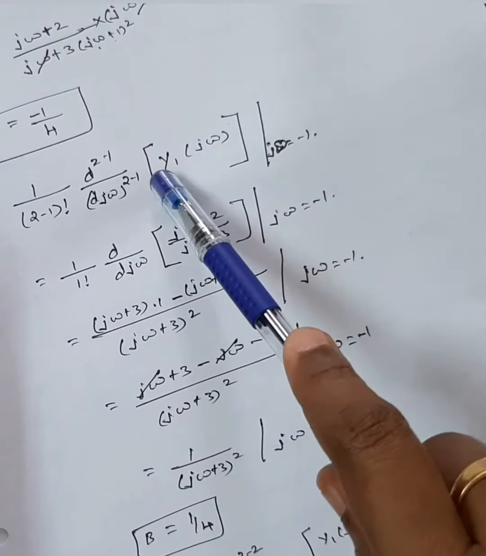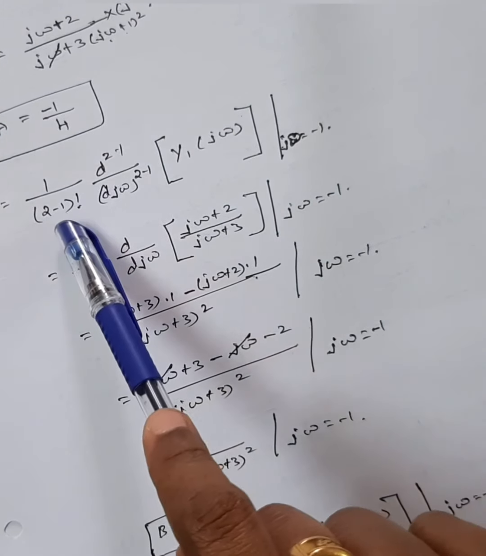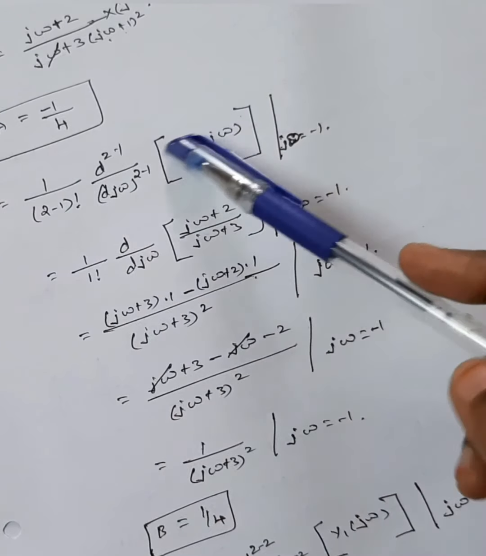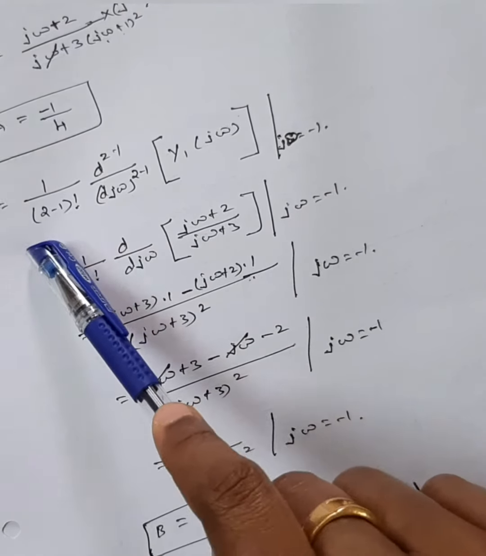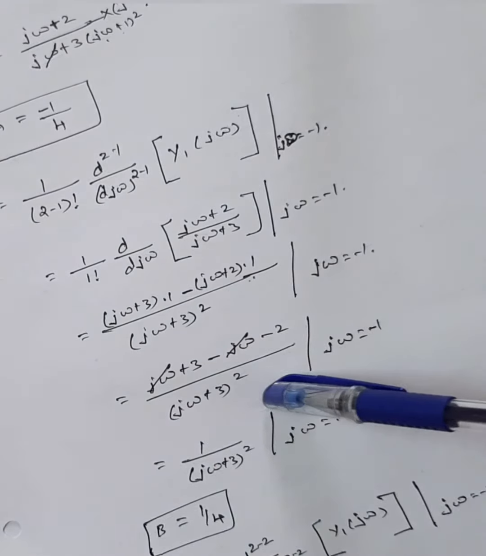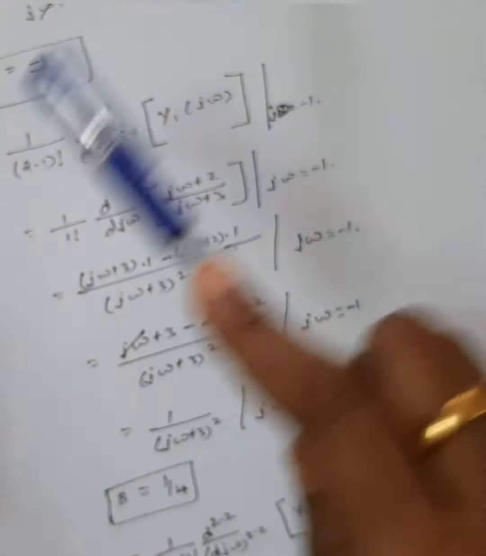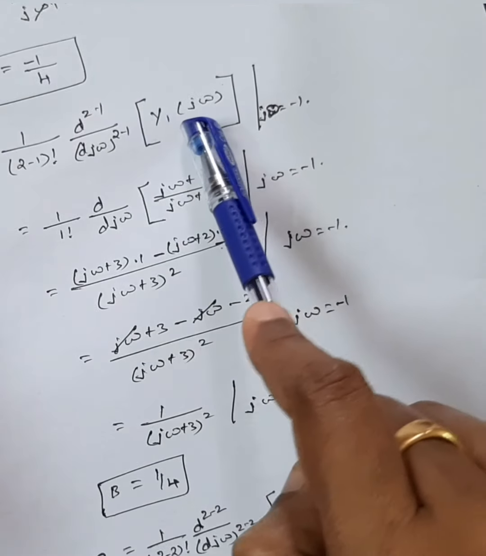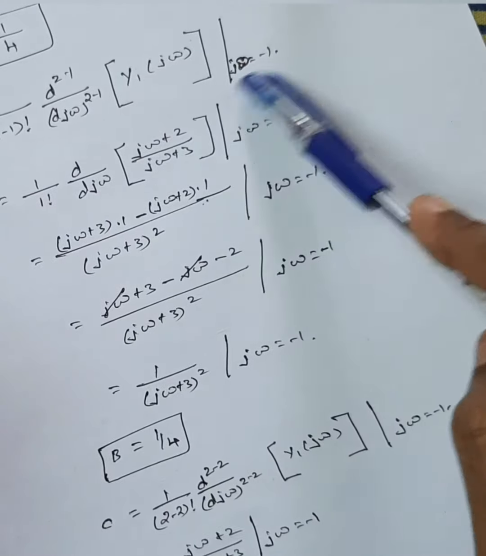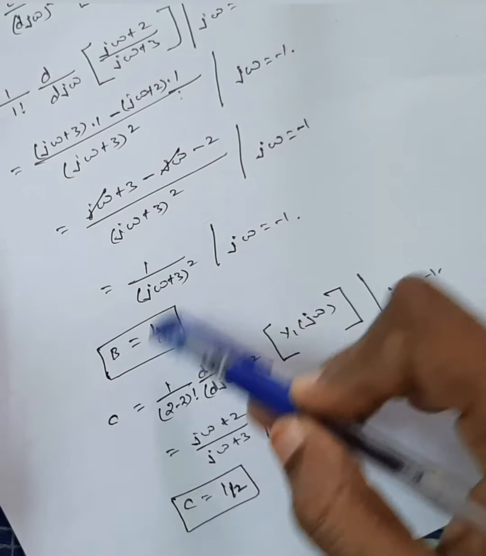In order to find B, I said you apply Y1(jω). What is the formula? 1 by (n minus 1) factorial, where the highest order term is 2, so the highest degree is 2. In B, the denominator is (jω+1), so here the degree is 1. So (2 minus 1) factorial, d by djω to the power n minus 1 of Y1(jω), and in the place of jω substitute minus 1. After substituting all the values, we get B equal to 1 by 4.